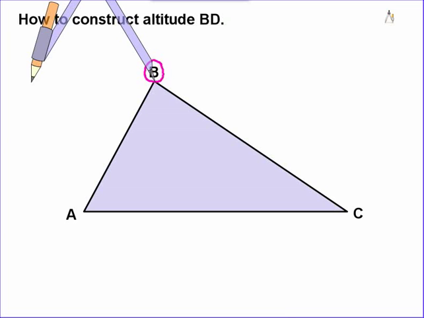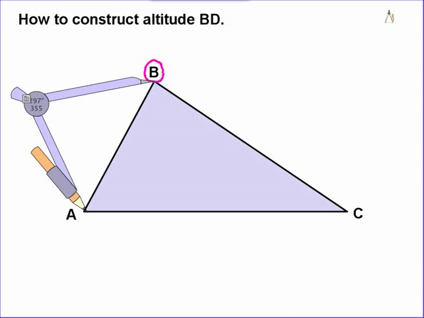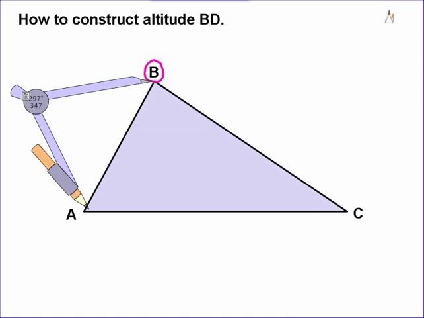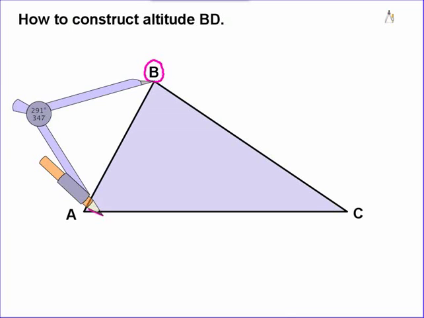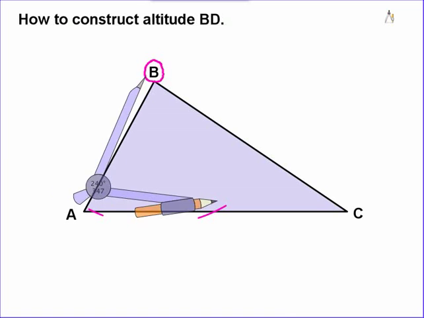First of all, I'm going to start by putting my compass on B. Then I'm going to open up my compass a little bit further, and then swing it down here. If you remember, I'm going to swing it and make 2 marks, and my marks are going to be right here. And then I'm going to go over on the other side and make a mark here.